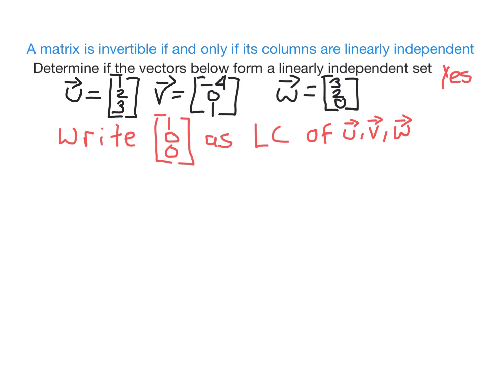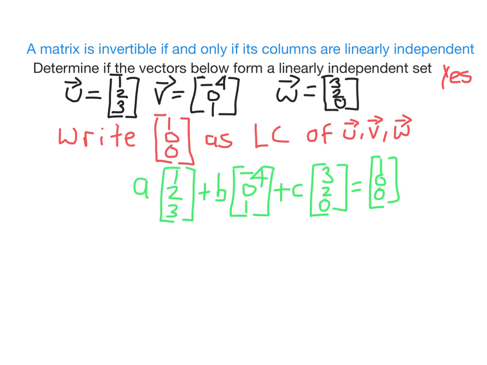That means that you can take any vector in R3, like this one, and write it as a linear combination of those three vectors. So we know that there will be a solution A, B, and C to this equation, and moreover, it will be unique.